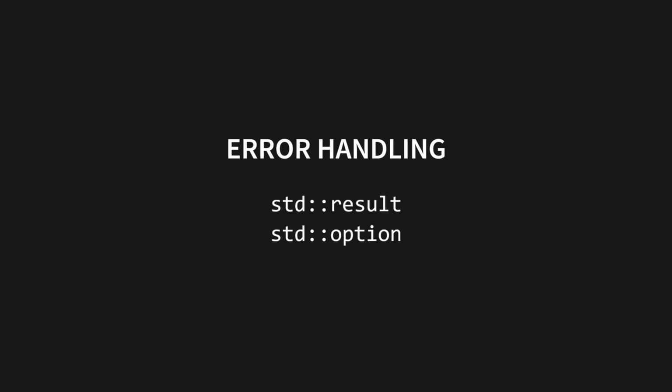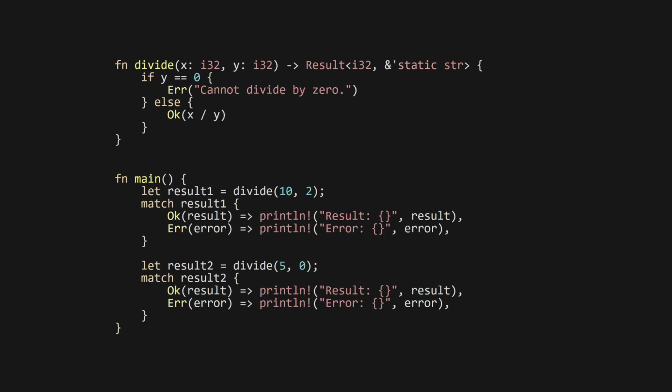Rust emphasizes robust error handling, and the std::result and std::option modules play a crucial role in that aspect. Let's begin with the Result type. Rust uses Result to handle computations that may succeed or fail. It is often used when performing operations that can encounter errors.